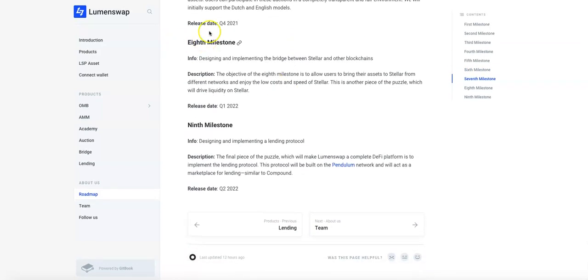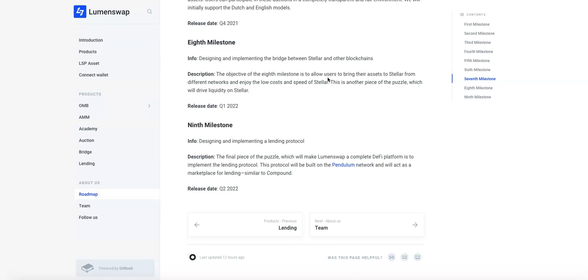The 8th milestone, remember this is still Q4 2021. So this is in the next 4 months that you're going to be seeing these things start to be added into Lumenswap. The 8th is designing and implementing the bridge between Stellar and other blockchains. There is a reason that we can see, it doesn't say here, but it does in other documents, that we're going to be using the bridge to Binance Smart Chain and ETH.